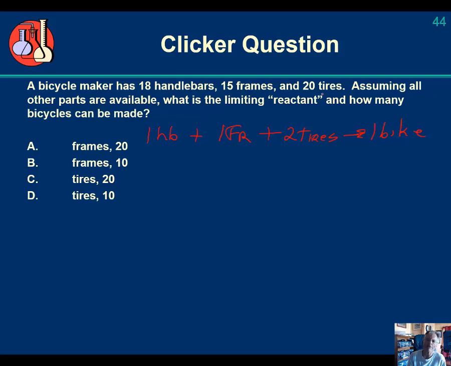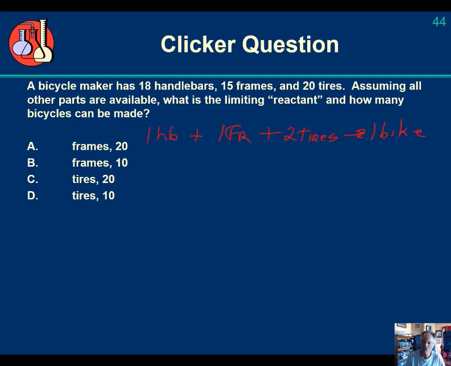And what if I have 20 tires? Well, I want to know how many bikes can I make? Well, it takes 2 tires to make a bike, so that's a 2-to-1 ratio, and so I can only make 10 bikes if I have 20 tires and an unlimited amount of handlebars and frames, or 15 frames and 18 handlebars. So my limiting component is going to be tires. So let's take a look at how we might approach that.